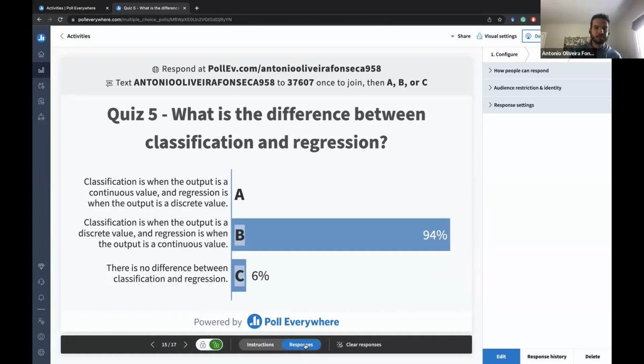All right. So what's the difference between classification and regression? The majority thinks it is the classification. Classification is when the output is a discrete value, and regression is when the output is a continuous value. Good, and that's the correct answer. But someone thinks that there is no difference between classification and regression, right? So actually there is.